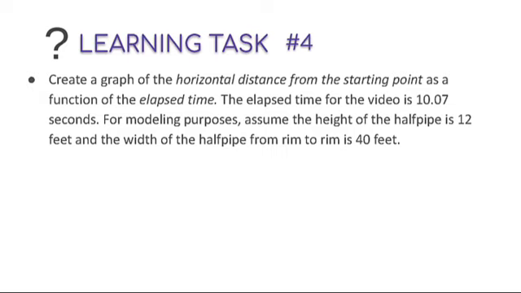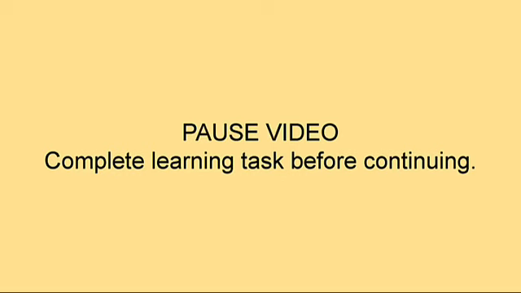Create a graph of the horizontal distance from the starting point as a function of the elapsed time. The elapsed time for this video is just over 10 seconds. For modeling purposes, assume the height of the half pipe is 12 feet and that the width of the half pipe from rim to rim is 40 feet. Pause the video and complete the learning task before continuing.